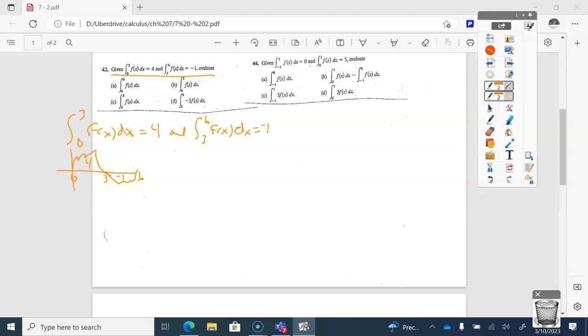which means if I was going to integrate from here all the way to 6, I would have an area of 4 for this section, and I'd have an area of -1 for this section. So the integral from 0 to 6 of f of x dx would be equal to 3. Okay? Go ahead and try B without me, and then I'll be right back.